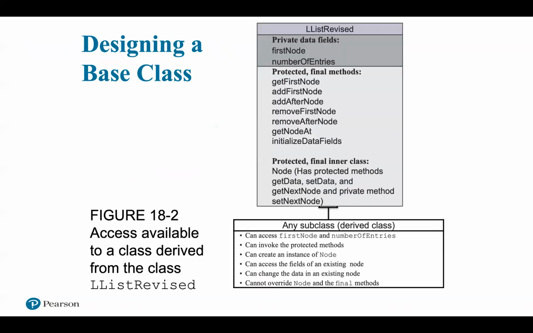Finally, we make Node's first constructor protected, but we leave its second constructor private since it sets a node's link portion. Making these changes to the class LList results in a new class, which we will name LListRevised. Figure 18.2, which we're showing here, illustrates a class and the access that a derived class has to it.